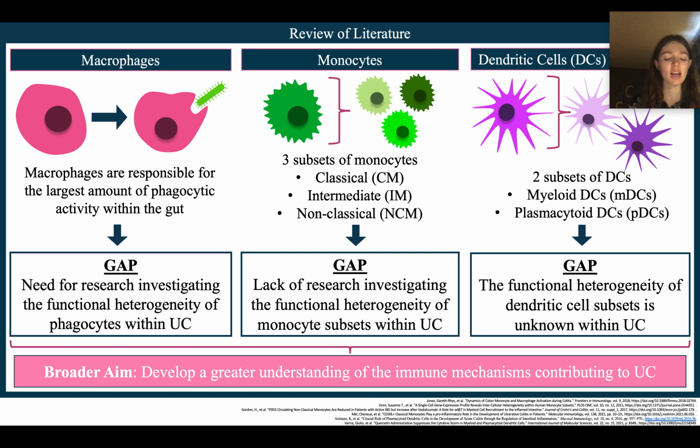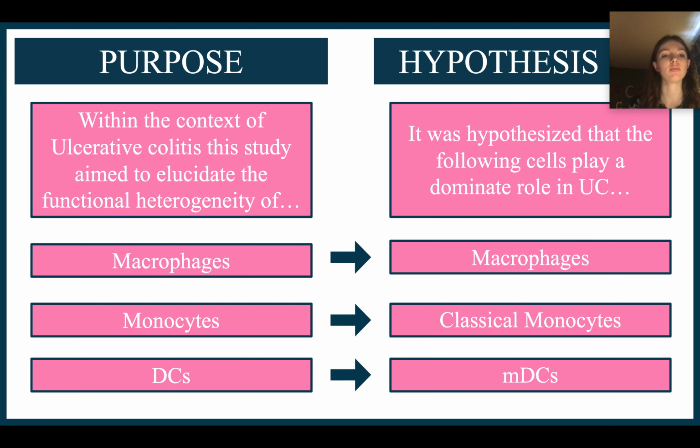So the broader aim of my research was to develop a greater understanding of which immune mechanisms are causing the ulcerative colitis and contributing to that inflammation. So within the context of UC, this study aimed to elucidate the functional heterogeneity of macrophages, monocytes, and DCs, and I hypothesized that the following cells play a dominant role in UC: macrophages over all myeloid cells, classical monocytes over those monocyte subsets, and MDCs over DC subsets.